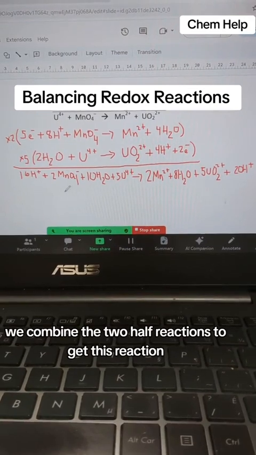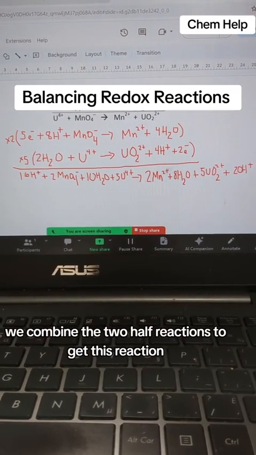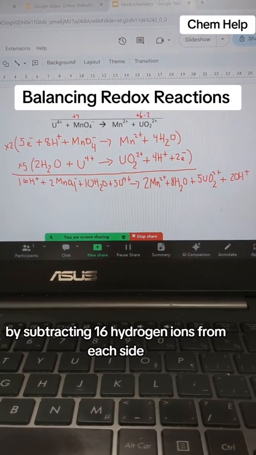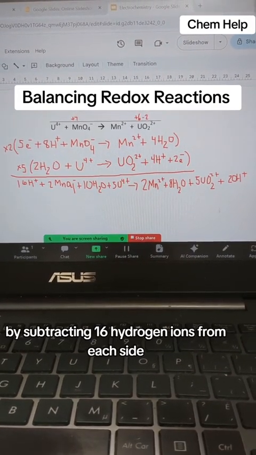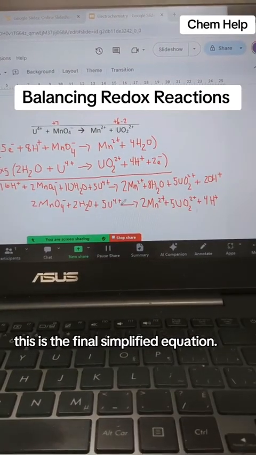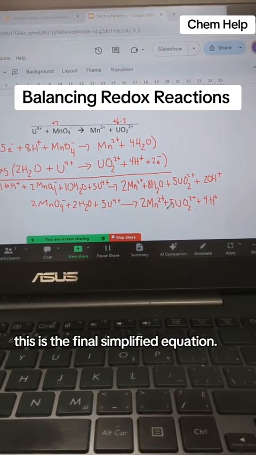We combine the two half reactions to get this reaction. We can further simplify this equation by subtracting 16 hydrogen ions from each side and 8 water molecules from each side. This is the final simplified equation.